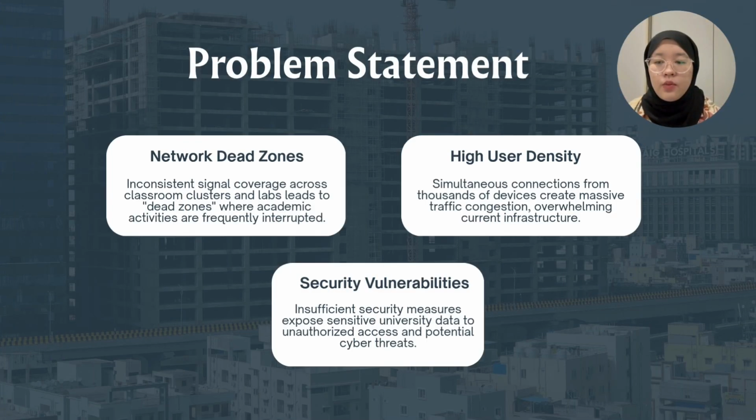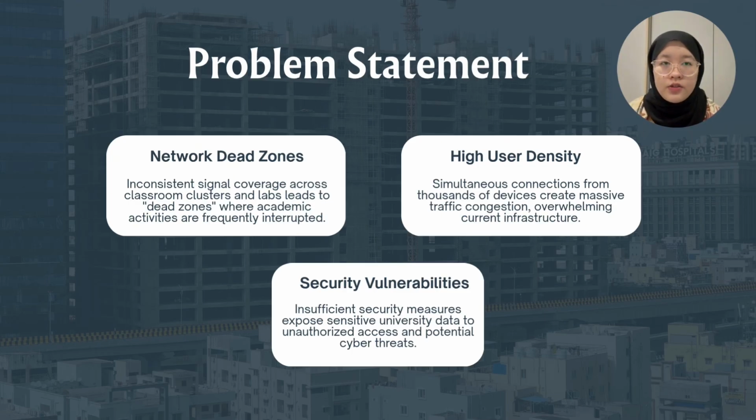Next, for the problem statement, we have noticed that the current network infrastructure in the CS1 building faces some major challenges. First is network dead zone. We see inconsistent signal coverage across certain classrooms and also labs. This leads to dead zones that frequently disrupt lectures and also research.